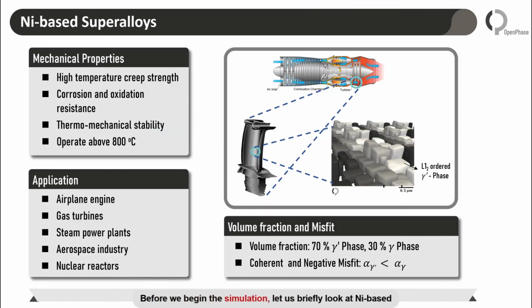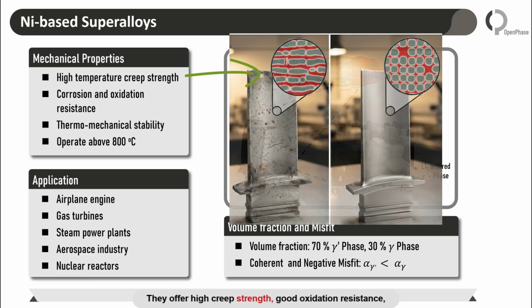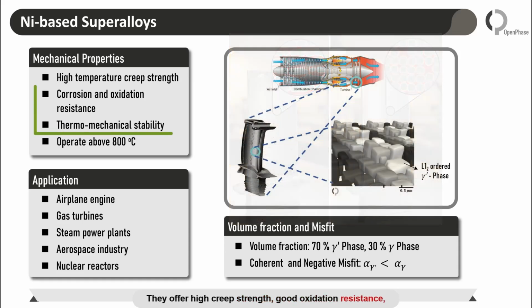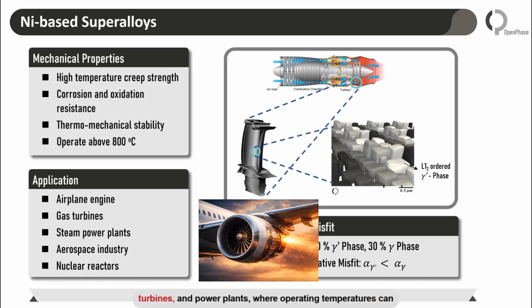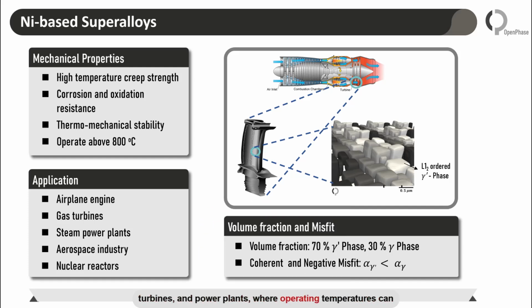Before we begin the simulation, let us briefly look at nickel-based superalloys and why they are important. These materials are known for their excellent mechanical performance, especially at high temperatures. They offer high creep strength, good oxidation resistance, good corrosion resistance, and strong thermomechanical stability. Because of these properties, nickel-based superalloys are widely used in demanding applications such as aircraft engines, gas turbines, and power plants, where operating temperatures can exceed 800 degrees Celsius.